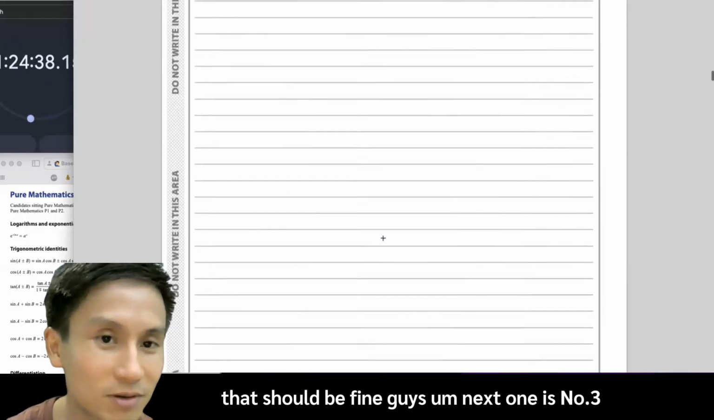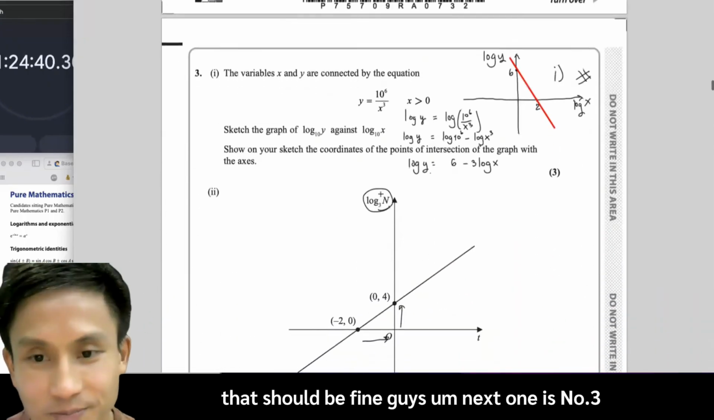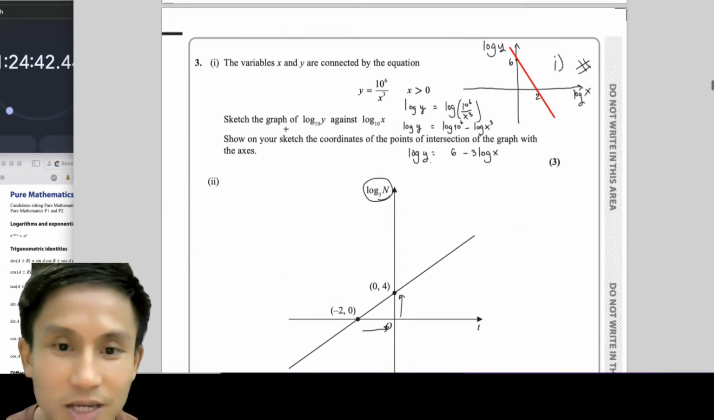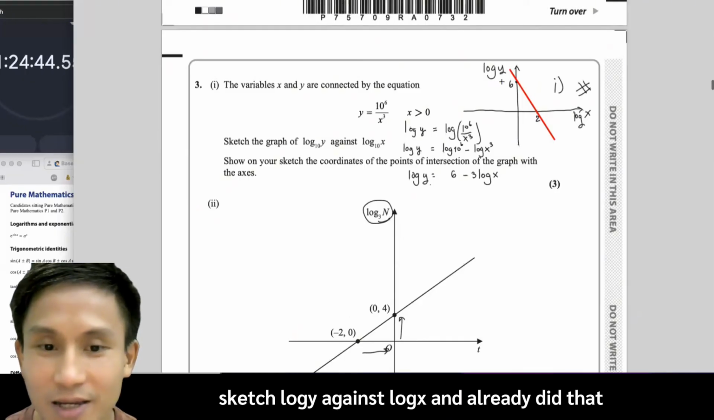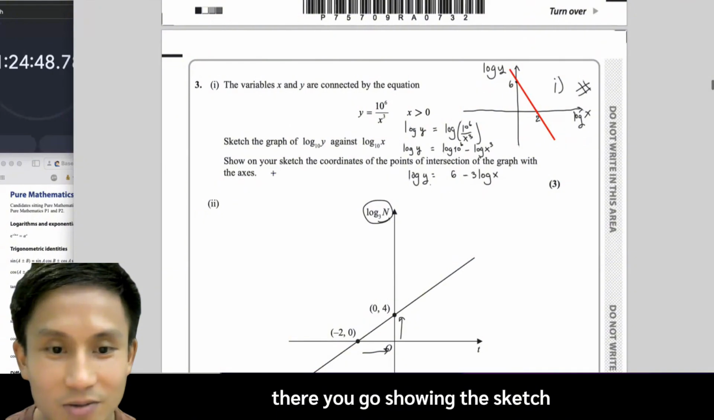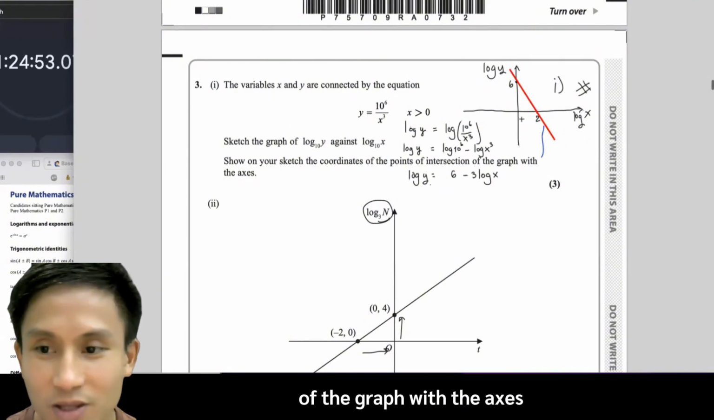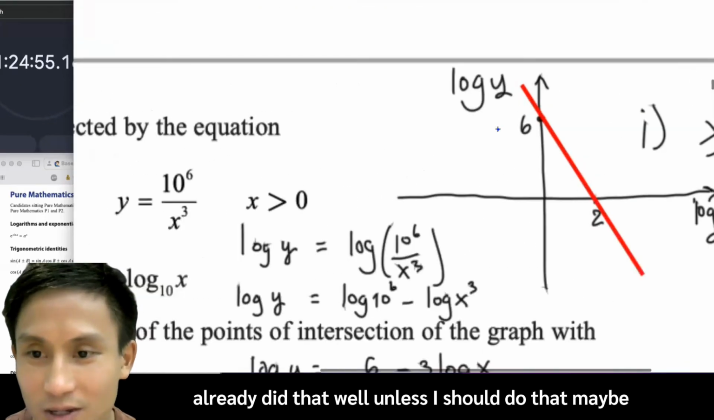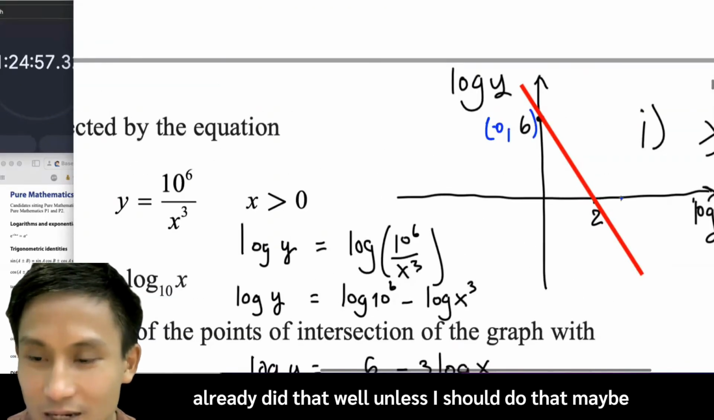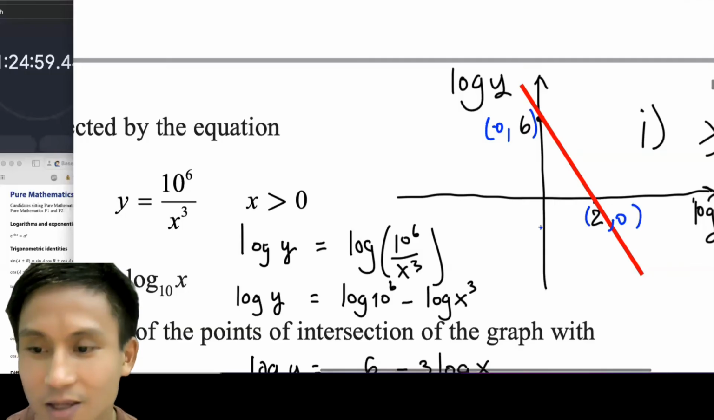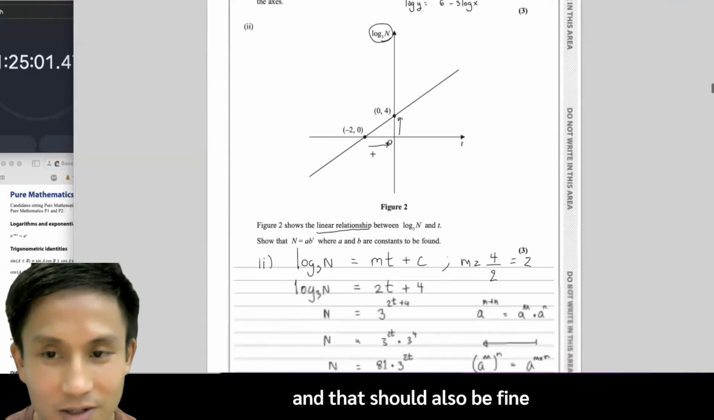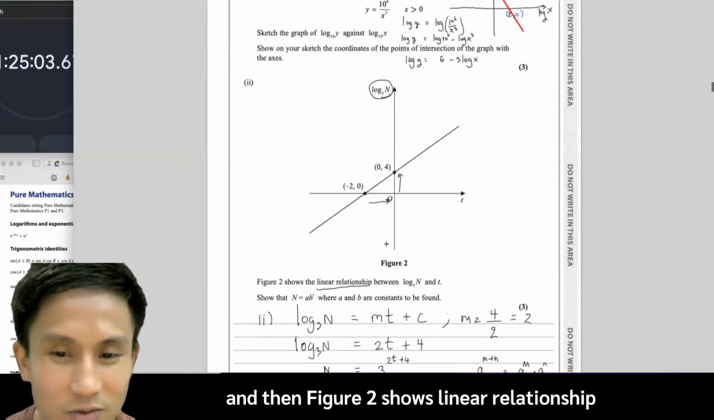Next one is number 3. Sketch log y against log x, and I already did that. There you go. Show on the sketch the coordinates of the points of intersection of the graph with the axes. Already did that. Well, unless I should do that, maybe. And that should also be fine. And then figure 2 shows a linear relationship.